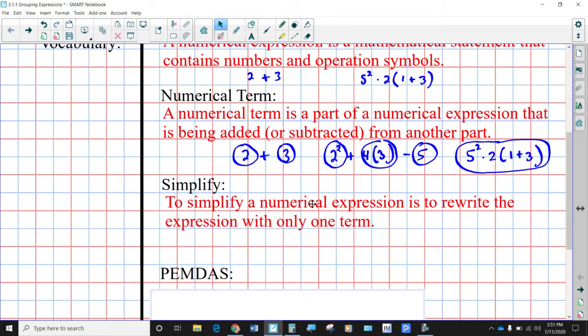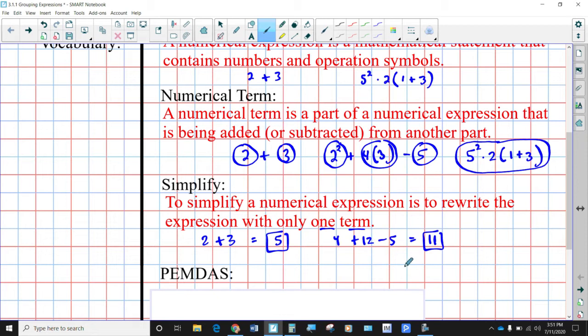Simplify is a term that we use when we need you to use the order of operations or whatever strategy you like best to rewrite the numerical expression so it only has one term. So if I take 2 plus 3 and I simplify it, it's going to be equal to 5. So this is the simplified version of that expression. Okay? If I take this guy, that becomes a 4. This is a 12. And then minus 5, when we simplify that, from left to right, 16 minus 5 is 11. So when you just write it as one term, you have simplified completely the numerical expression.